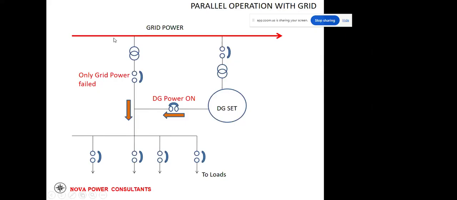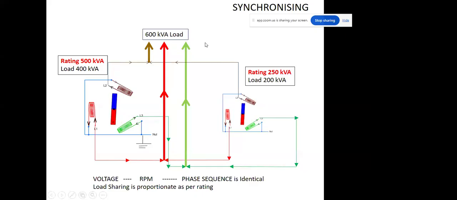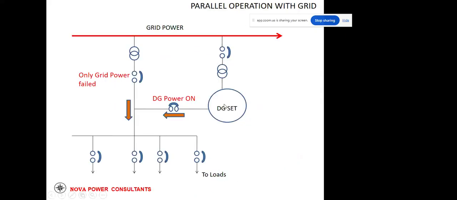Now another thing is parallel operation with the grid. Here the demand is internal, so synchronizing is done to cater to internal demand only. Now here it is parallel operation with the grid. This is only grid power, and I am having a DG set which is not running continuously, but the investment is there. It is just lying idle. What should I do for that? The capacity is very high, and I use it only as a standby purpose. So what I do, I run the DG set and I sell this power to the grid.